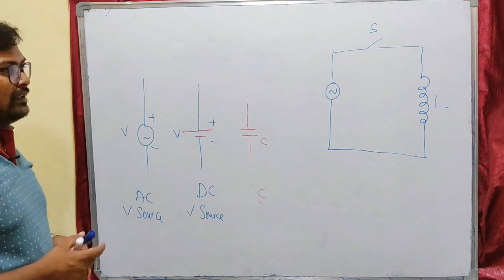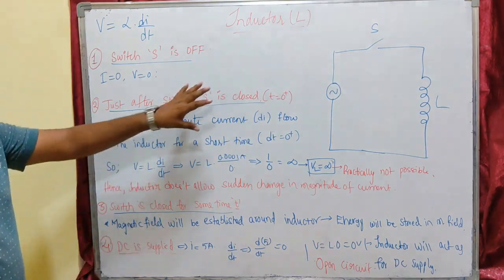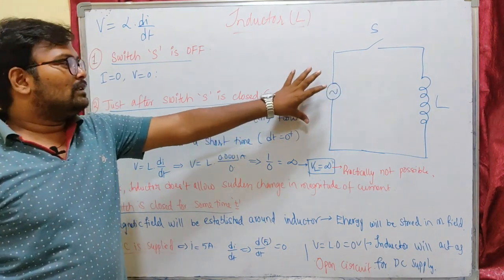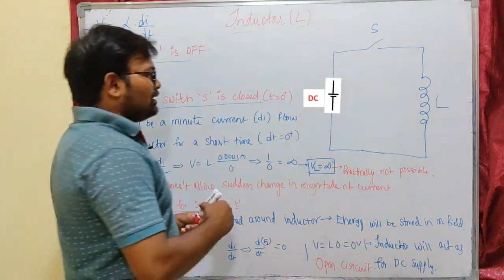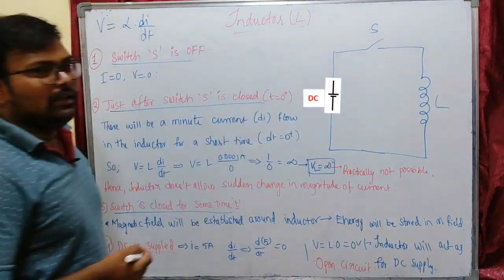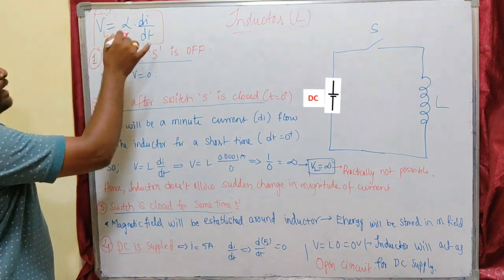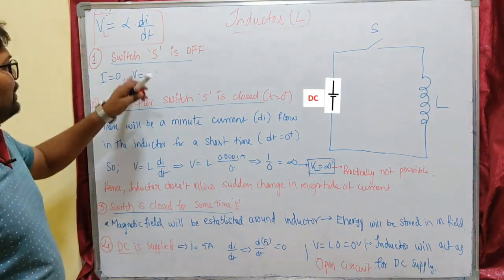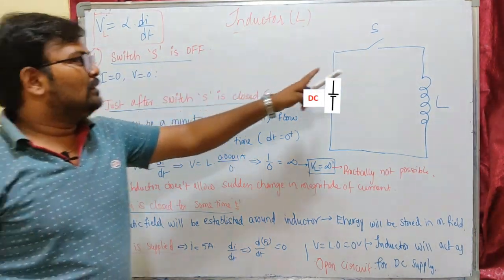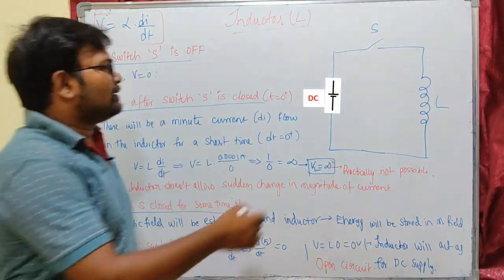Now let us observe the behavior of the inductor when we excite it. This is a circuit with a supply, a switch S and an inductor L. In the first case the switch S is open, and we know that the voltage across the inductor V_L equals L into di by dt. When the switch is off, the circuit is open, so there will be no flow of current and no voltage across the inductor.